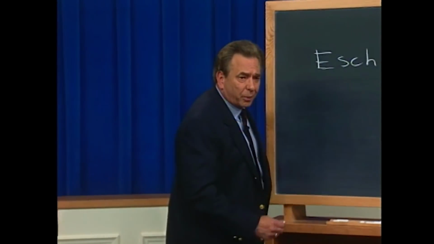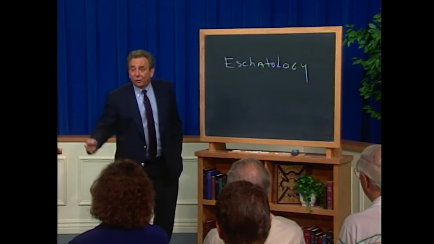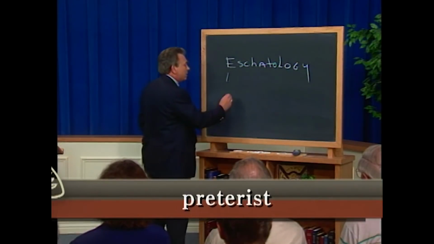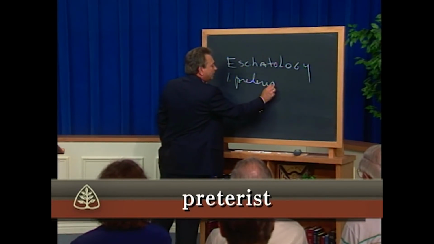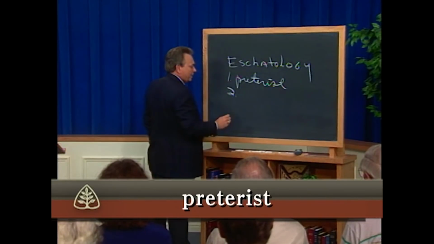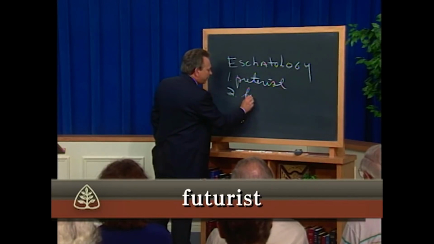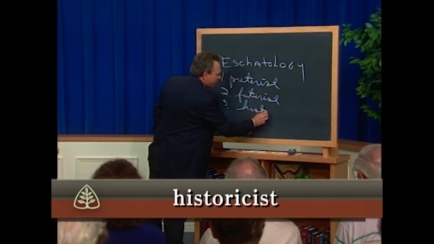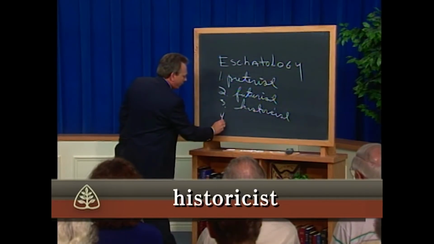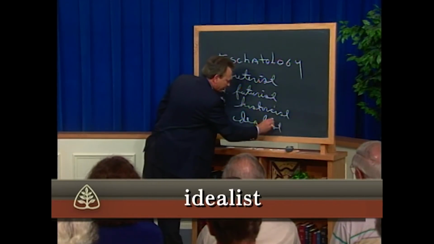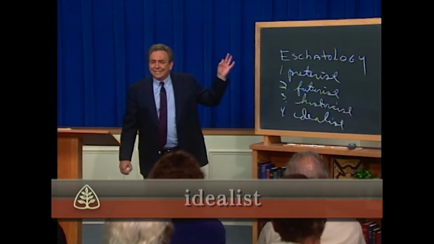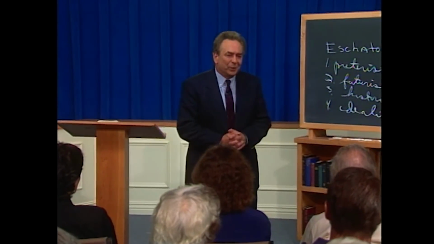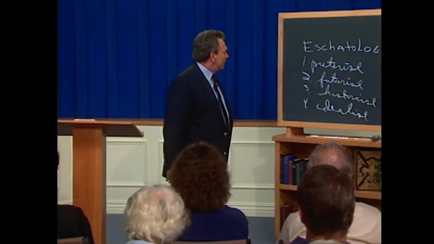The four basic approaches to the book of Revelation, and these are not the only approaches, but the four basic ones that compete with each other for acceptance, are what we would call the preterist view. The second is the futurist view. The third is the historicist view. And the fourth is the idealist view. Now, these represent four clearly distinctive approaches to interpreting the last book of the New Testament. And briefly, the differences are these.